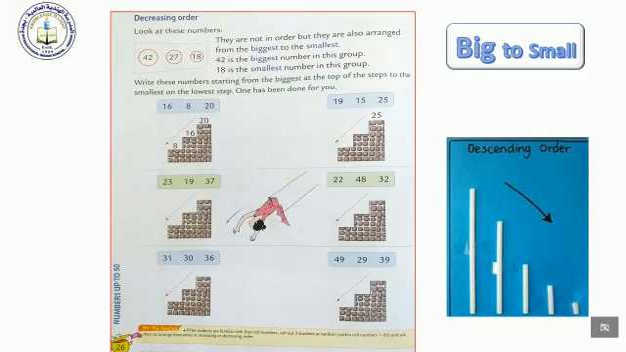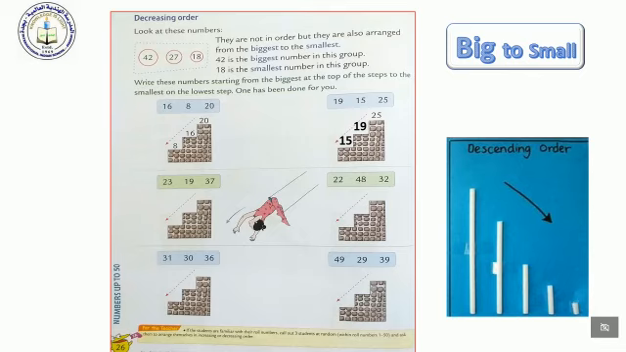Now let's do the next one. The numbers are 19, 15 and 25. Now which is the biggest number in this group, children? Yes, 25. It is already written on the top of the step. Now you have to write the next number. Now we have the numbers 19 and 15. Which is the smallest number, children? 15. So we have to write 19 in the second step and 15 in the last step.